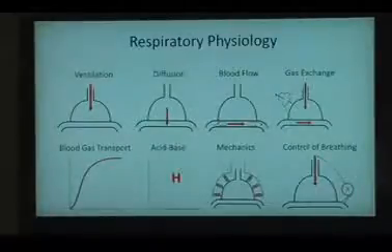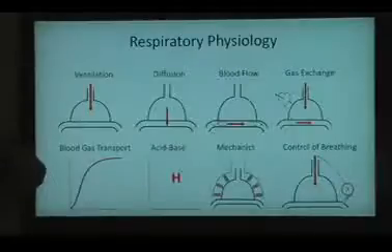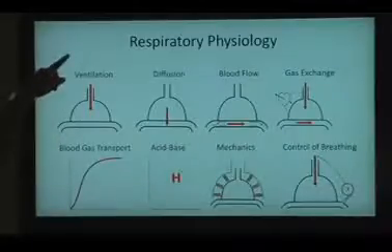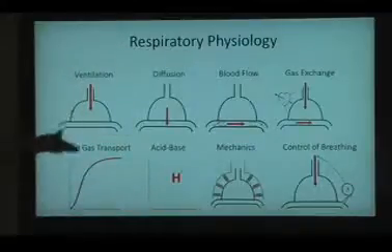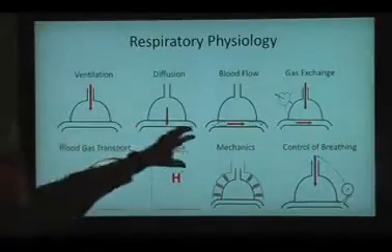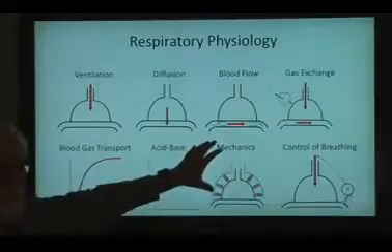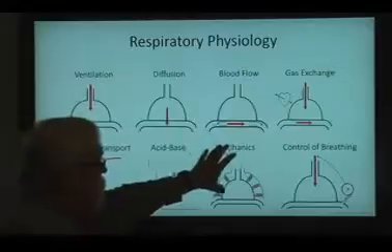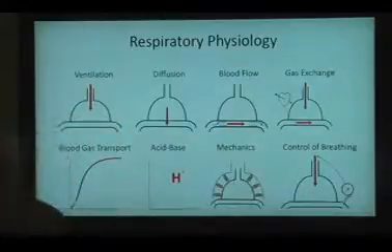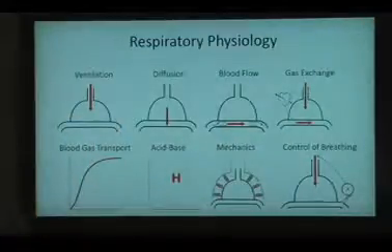So this is the scheme that we have been going through. Starting actually about a year ago, I guess, we talked about ventilation, diffusion, blood flow, gas exchange, blood gas transport, and acid base. Now we are talking about respiratory mechanics, and later this summer or this fall, we'll talk about controlled breathing.